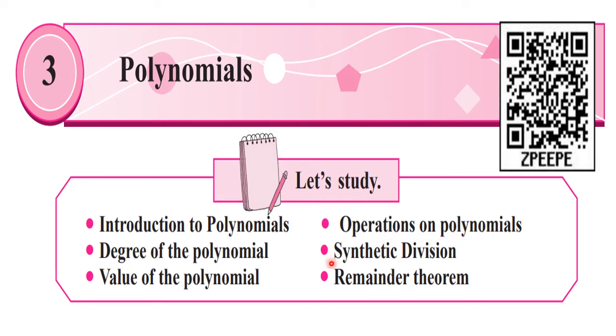Then the next topic is synthetic division, where we saw a different method of dividing the polynomials. Then we have learned the concept of value of the polynomial, and from that we have seen the remainder theorem and factor theorem. The last topic of this chapter is factors of the polynomial, how to find factors of the polynomial. So in the previous lecture we have seen the solved examples. Now let's go ahead.